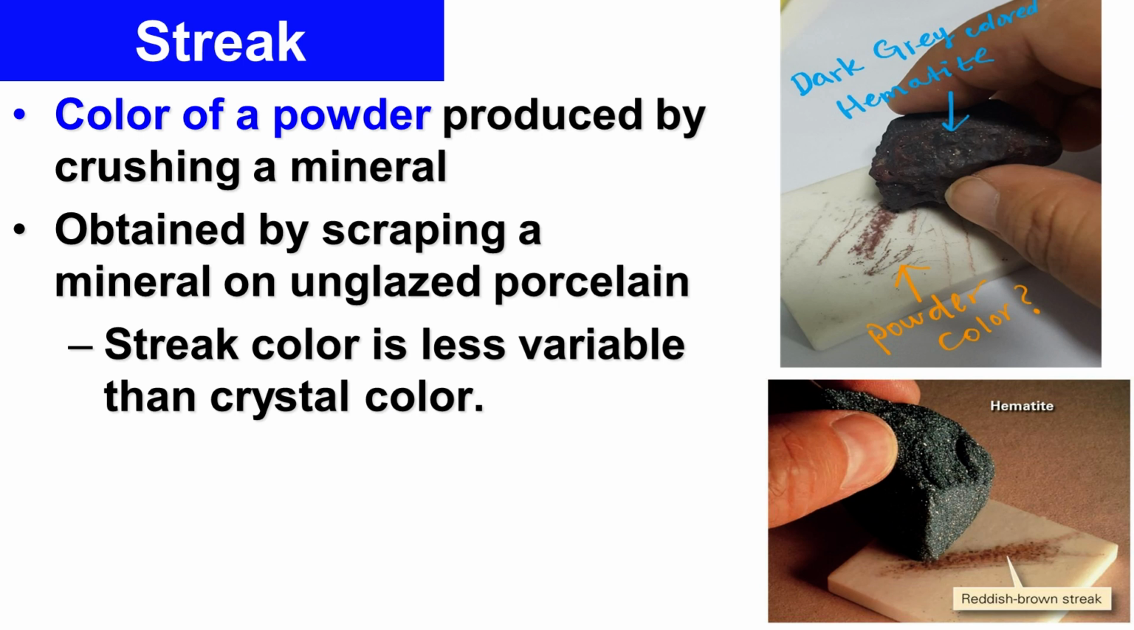Streak is the color of a powder produced by crushing a mineral. If you scrape the mineral hematite on a ceramic plate, some powder comes out of the hematite. The color of the hematite is dark gray, but the powder color, the streak, is reddish brown. Streak color is less variable than crystal color.